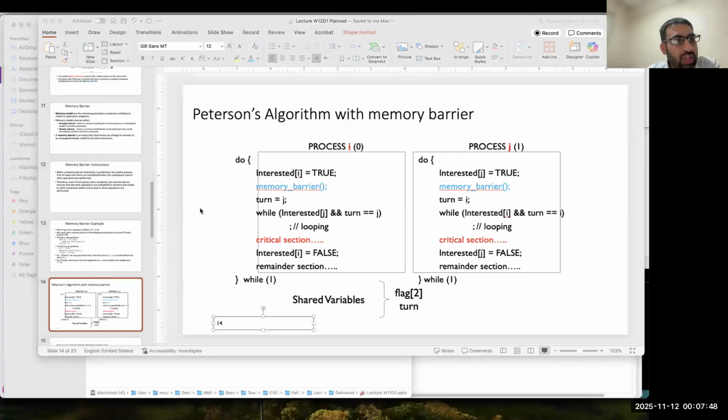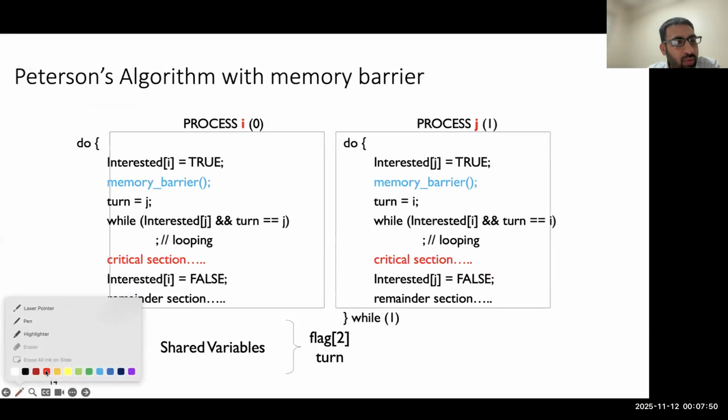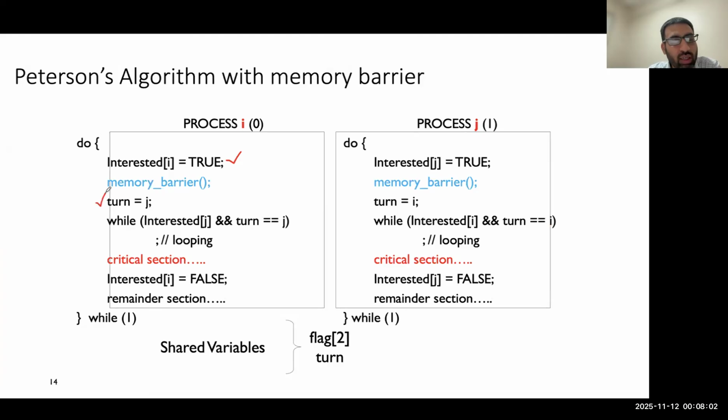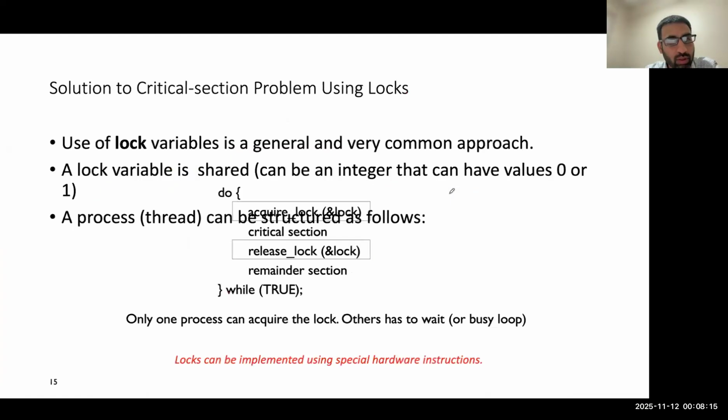Okay, so here now we are saying that this interested I equal to true must be executed, and its execution must be completed before any instruction after the barrier is allowed to execute, right? And same we are saying here. Now these instructions will not be reordered across the barrier, and as a result we will never have a situation where more than one process are able to enter the critical section at the same time.